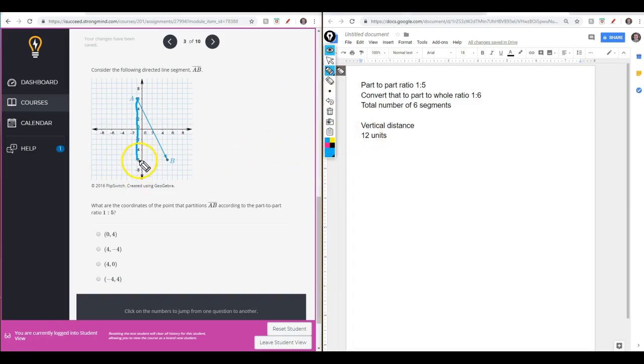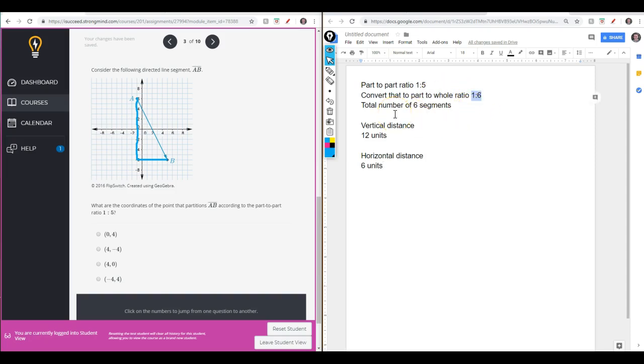Now if we do the horizontal, 1, 2, 3, 4, 5, 6. So the horizontal distance is 6, and again if you're doing the algebra, you would be adding the x coordinates together. So this is 6 units long. So now I just want to know a part of it that's 1 to 6.